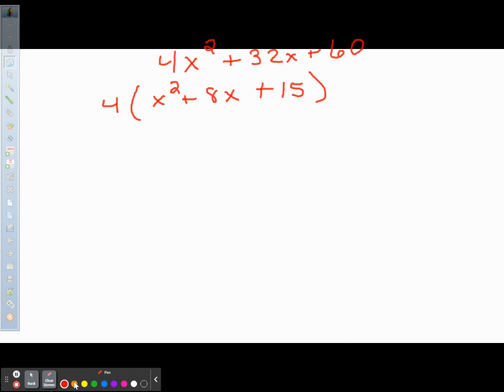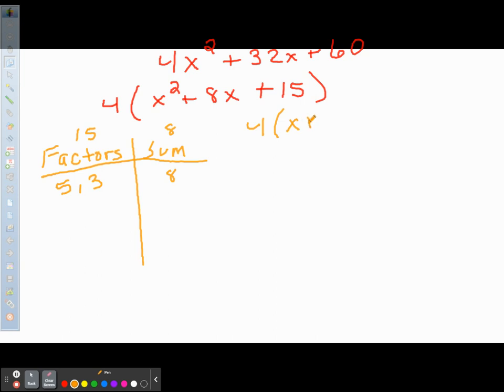Now we factor what's inside the parentheses. We factor this trinomial. So factors of 15 that add up to 8. Rebecca? 5 and 3. Parker, you agree with those? Yeah. Okay, so this would factor into 4 times x plus 5 times x plus 3.